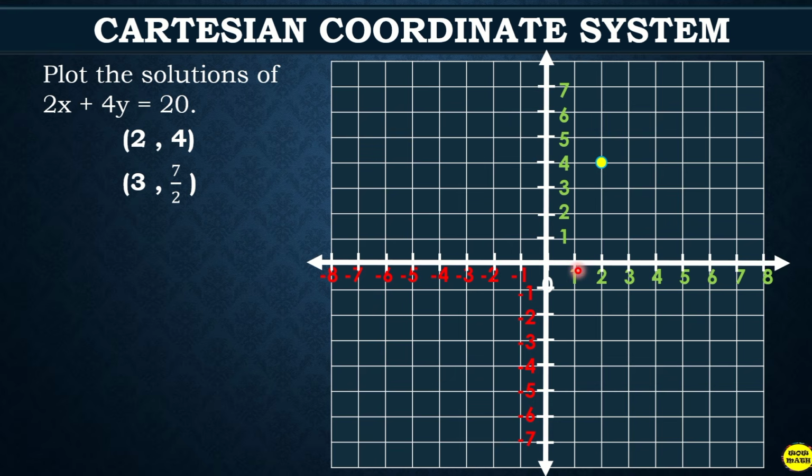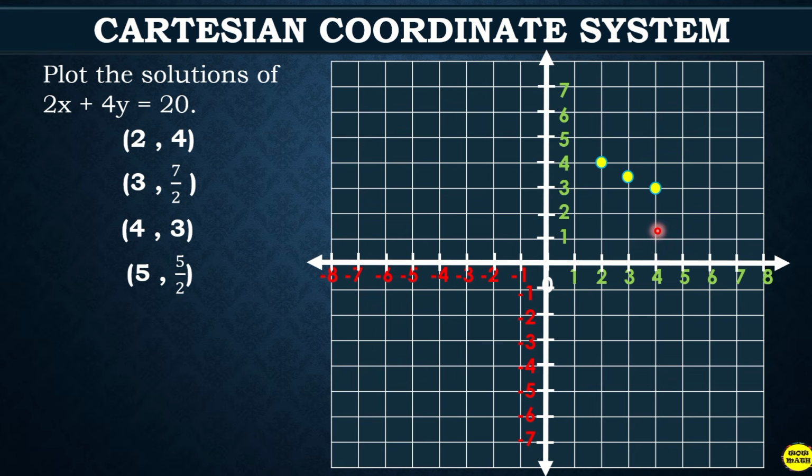Next, yung 3, tapos 7 over 2. Kaya kanina pinakita ko yung 3 and 1 half para mas mabilis natin siya ma-plot. So, kung ito ang 3 mo, at ito ang 3 and 1 half, ito yung kalahati. So, ito yung 3, dito dapat siya. Okay. And then next, so 4, ito si 4. And then si 3, ito si 3. So, dapat dito siya. Okay.